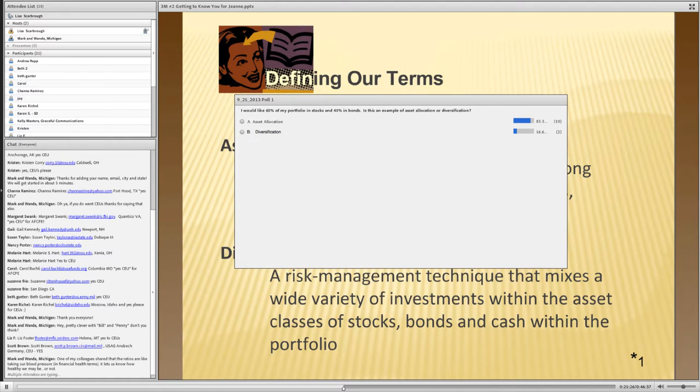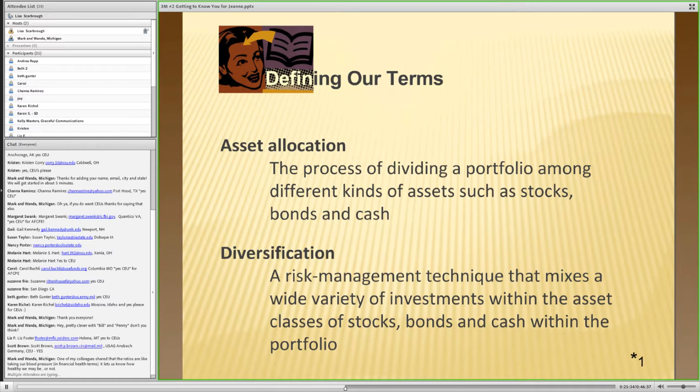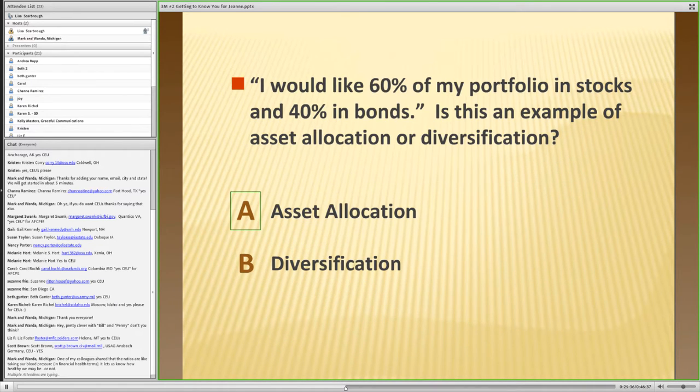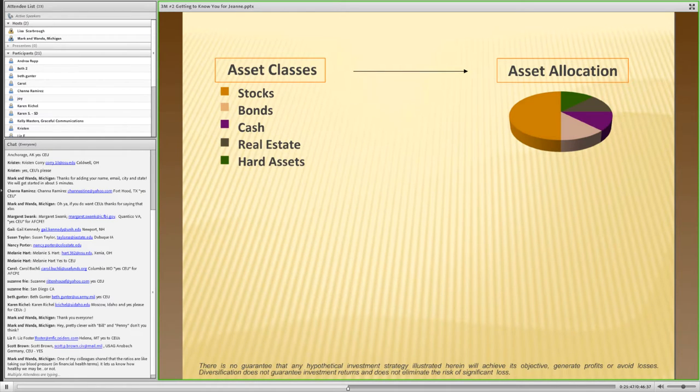Now, you either all did a quick Google check, or you know your stuff. And let's close the polling on this. But indeed, you're right. It is asset allocation, because asset allocation is dividing up your monies among the broad asset classes: stocks, bonds, cash, real estate, and hard assets.